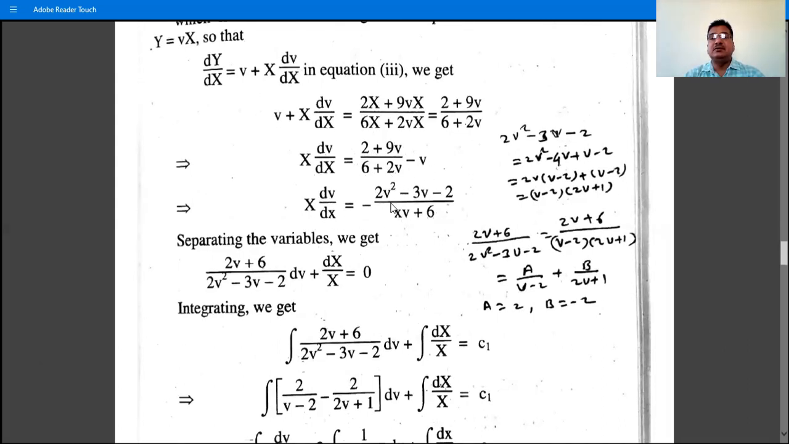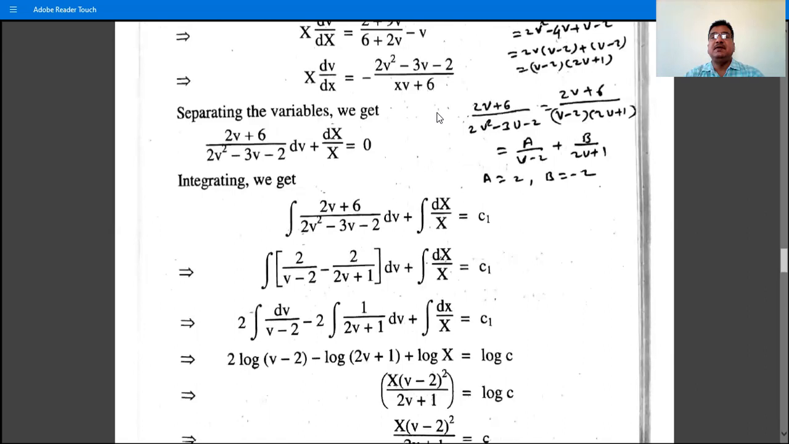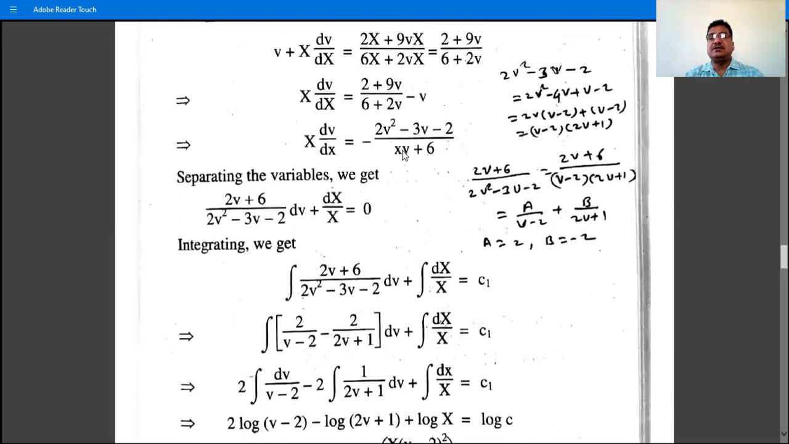So X dv by dX is equal to, by taking LCM, 2v plus 6 in the denominator, and the numerator is 2 plus 9v minus v into (6 plus 2v). After simplification we have (2v square minus 3v minus 2) divided by (2v plus 6). Then separate the variables, because it is in variable separable form. Shift this term to LHS, it becomes (2v plus 6) divided by (2v square minus 3v minus 2), keeping the minus sign on the LHS.